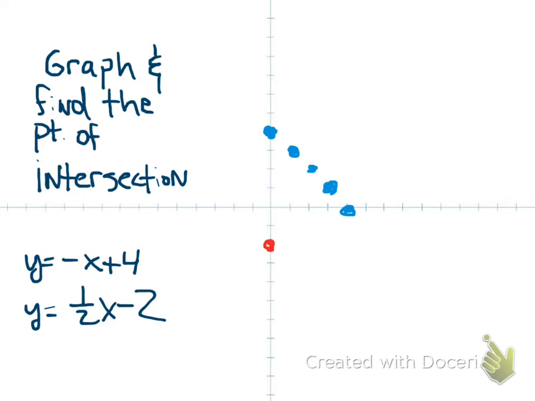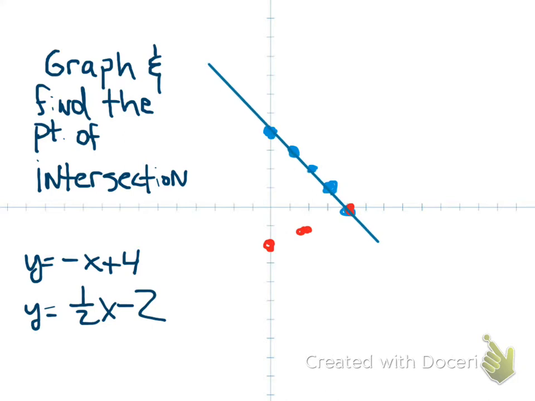I'm going to go up 1 over 2. Up 1 over 2. And it looks like they're intersecting there at 4, 0. Let me make a straight line to connect my dots. You can see my points were a little bit off, but I get the right idea.